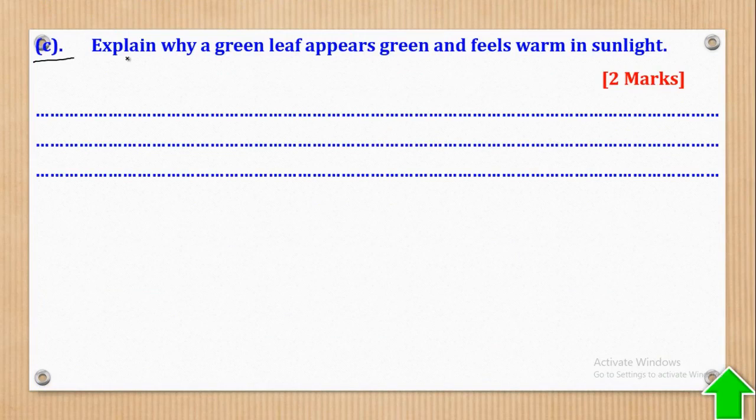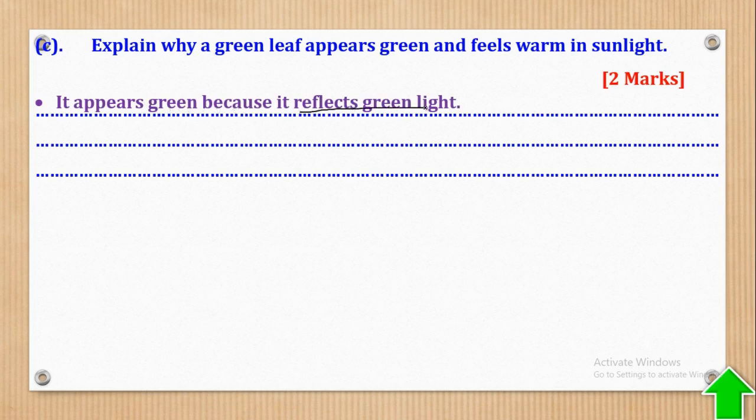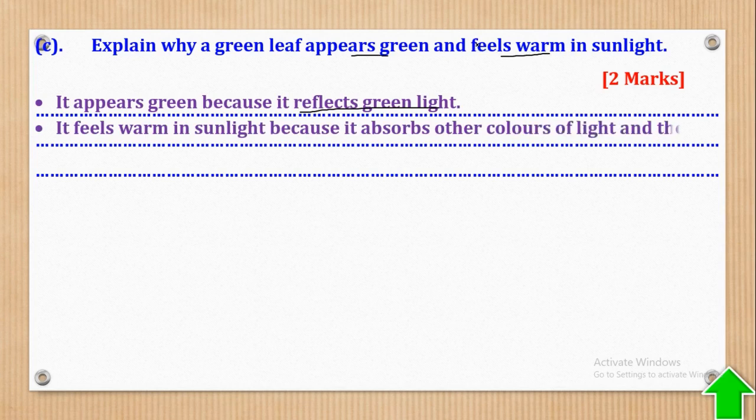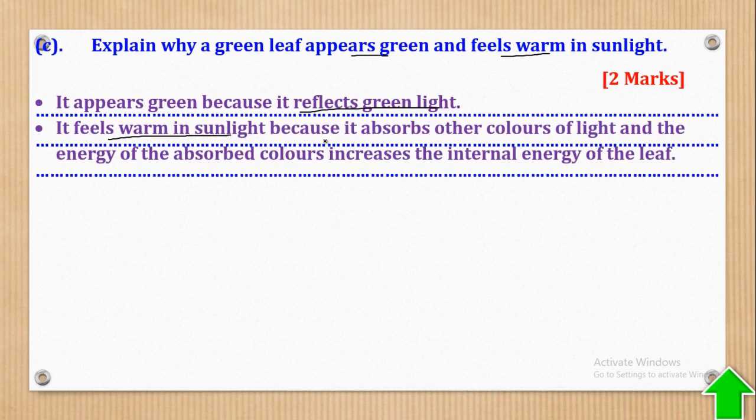Then part C, explain why a green leaf appears green and feels warm in sunlight. So first, it appears green because it reflects green light. So that is appearance. What about the warmth? For the warmth, we shall say that it feels warm in sunlight because it absorbs other colors of light, and the energy of the absorbed colors increases the internal energy of the leaf.